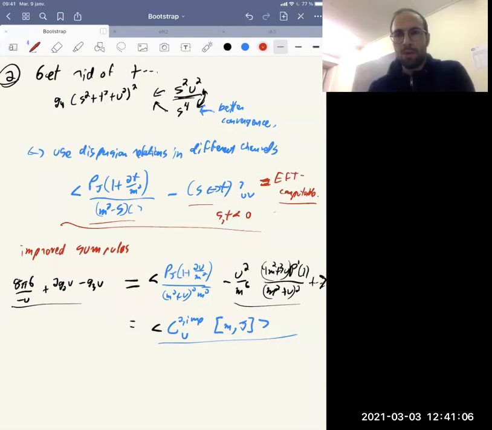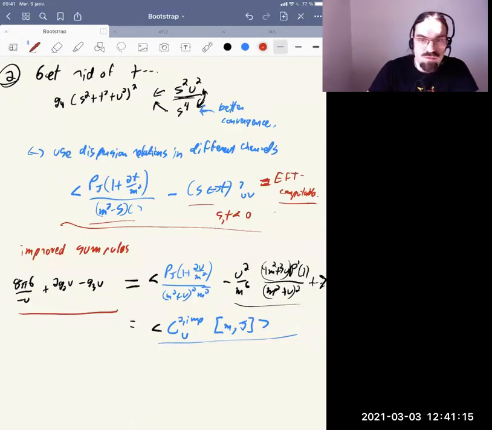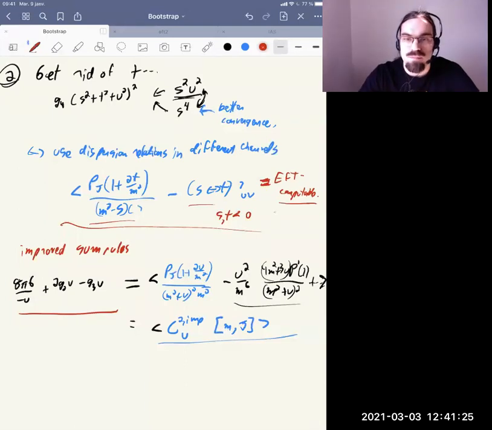I thought you were doing an expansion around u. So in that you have the one over u from gravity, then u squared. This is not an expansion. This is an exact formula that we're going to use at u not equal to zero. We're not expanding around the forward limit.